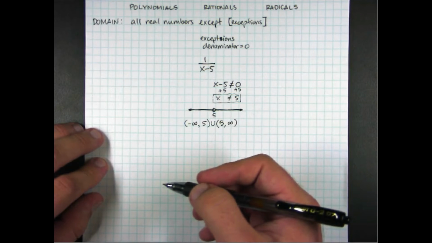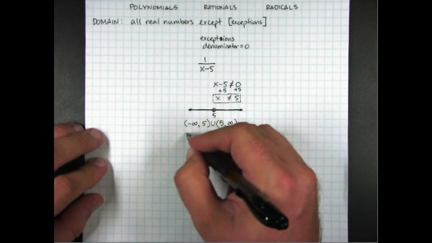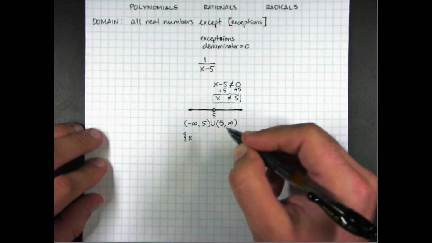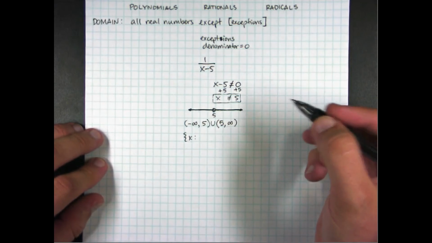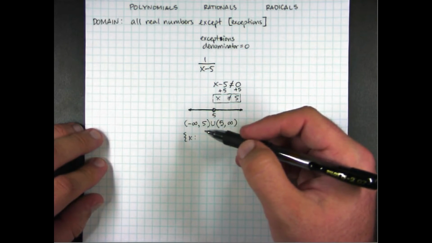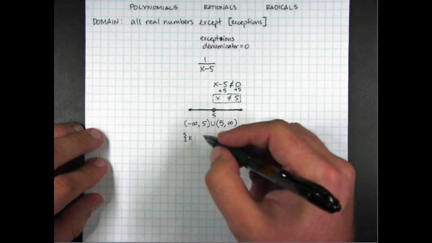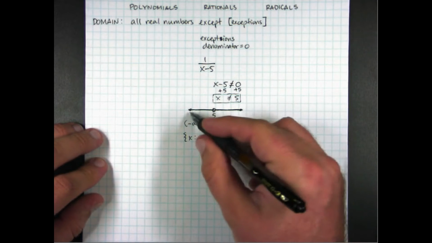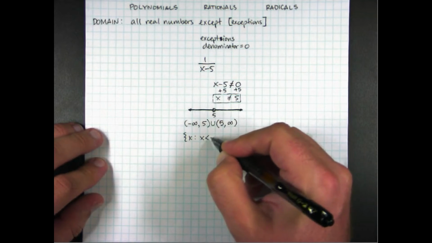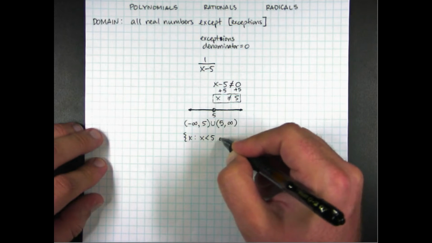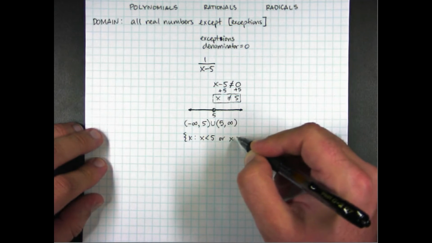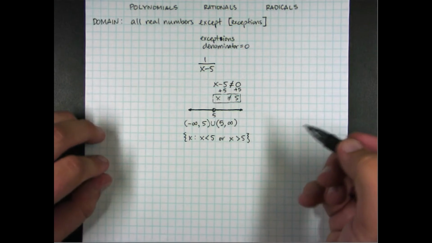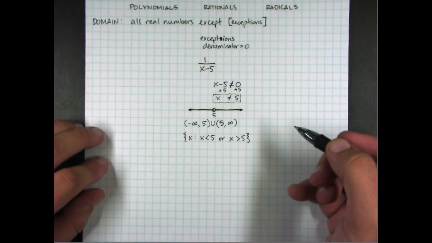That's my interval notation. If I chose to write it in set notation, I'd say it's the set of x, or the set of x in real numbers. Remember, if it's not written, you assume it's real numbers. The set of x such that x is less than 5, or x is greater than 5. And then we have our domain.